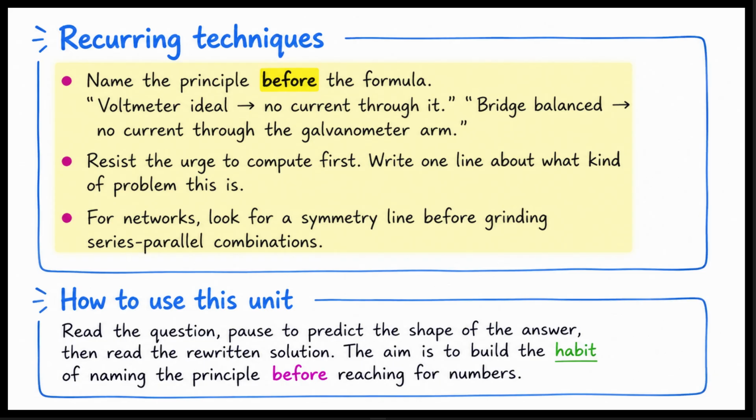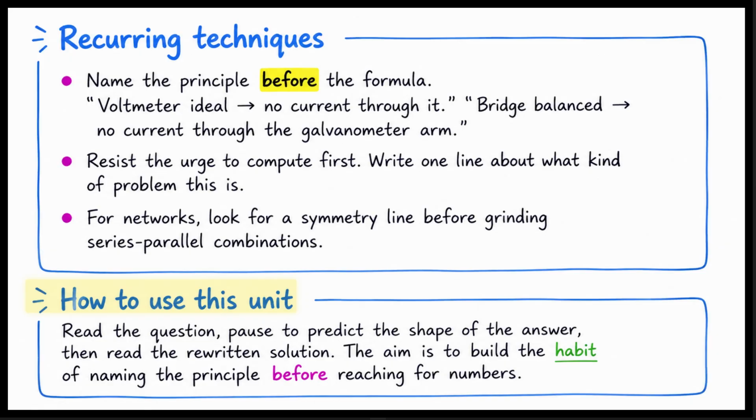The second technique, specifically for networks, is to look for a symmetry line before you grind series parallel combinations. If the diagram is mirror symmetric, draw the line. 2 points on that line sit at the same potential, the resistor between them is dead, and you can remove it. The rest of the network usually collapses into a single series parallel chain. We will use this trick 3 or 4 times in this unit, and once you see it, you will never unsee it.